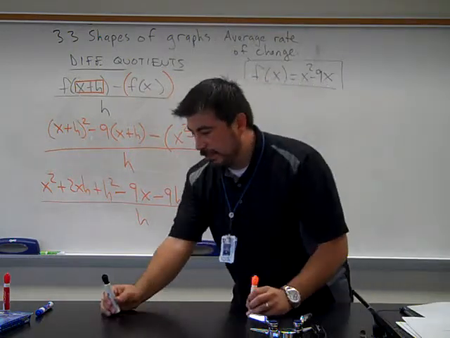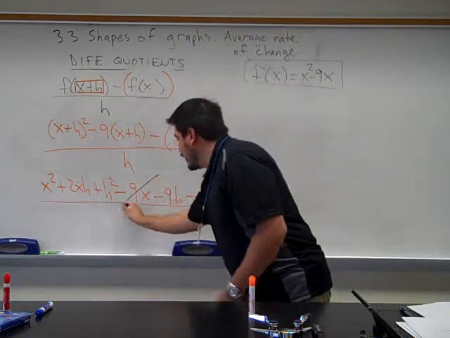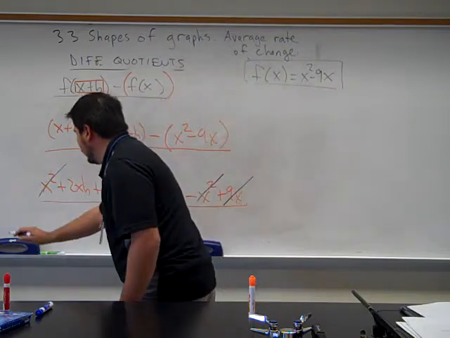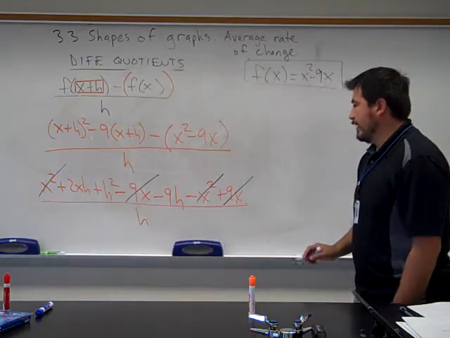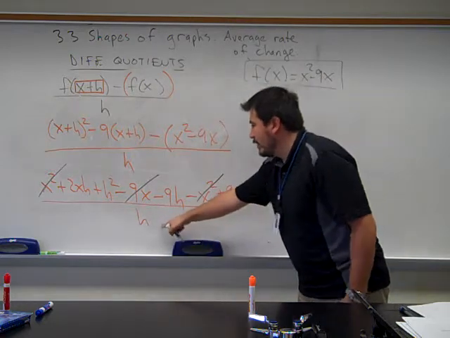Okay, so now if you look at what we have, positive 9x, negative 9x, gone, right? Negative x squared, positive x squared, gone. What's left? 2xh, h squared, and negative 9h, all divided by h.